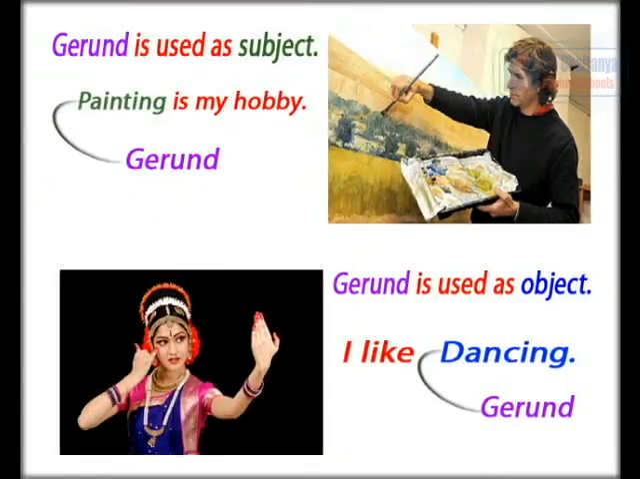Gerund is used as subject. Let us see this sentence. Painting is my hobby. Painting is a gerund and it is acting as subject. Gerund is used as object. I like dancing. In this sentence, dancing is a gerund and it is used as object.